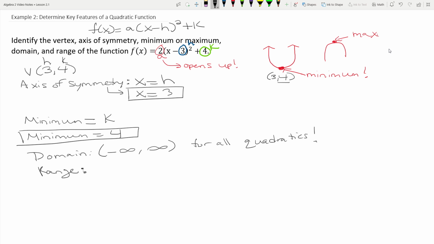Since we have a minimum, our minimum is down here and then it goes up from there, right? So the y value here is 4 and then it goes up to infinity. So our range is from 4 to infinity. We want to include the 4 since it's part of the graph. Infinity never gets a bracket. So that's our domain and range.